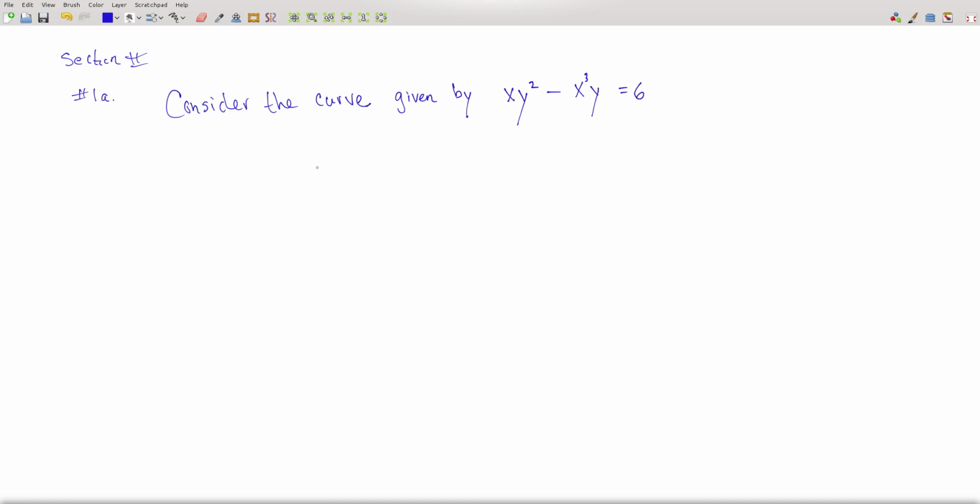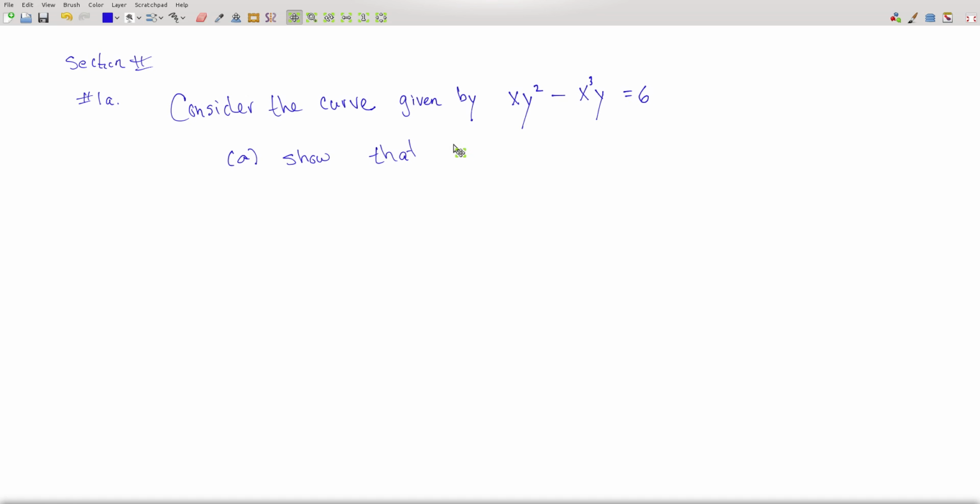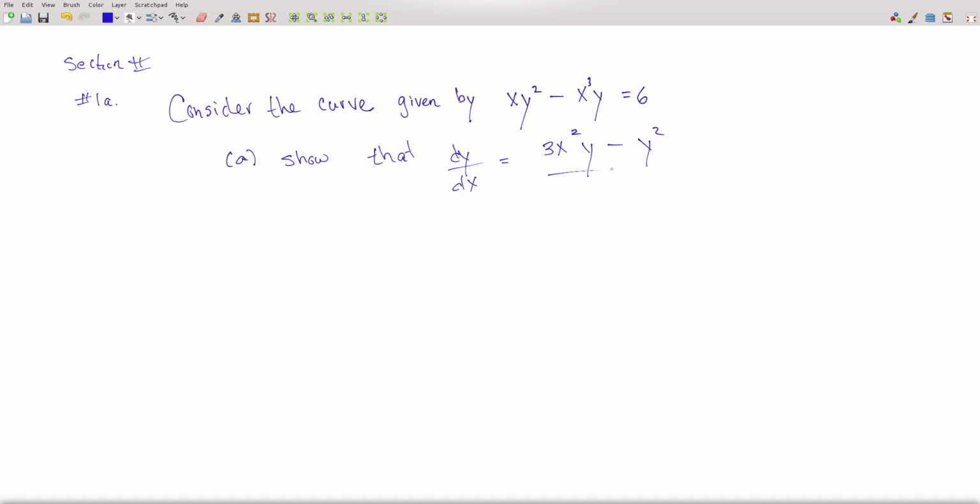So we are going to use implicit differentiation in this problem. Here is what Part A asks us to do. Part A asks us to show that dy/dx is equal to (3x squared y minus y squared) over (2xy minus x cubed).